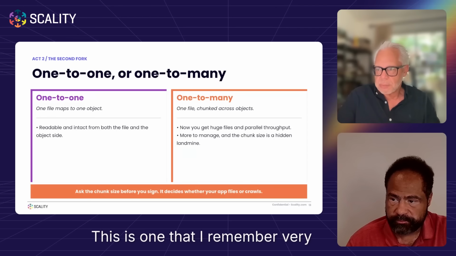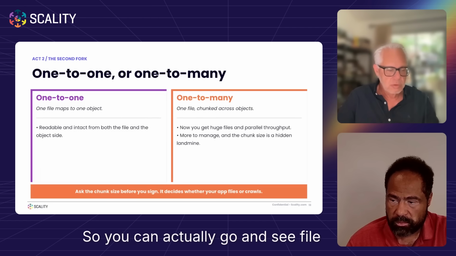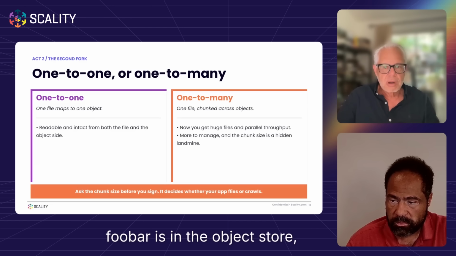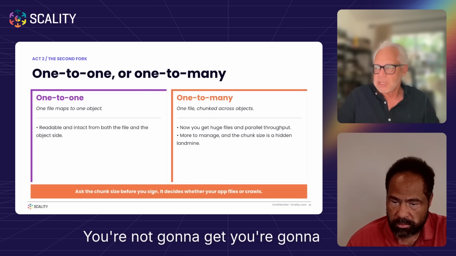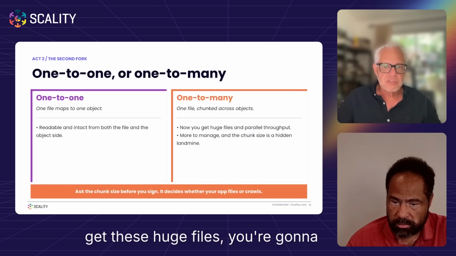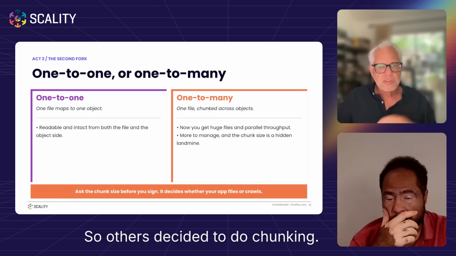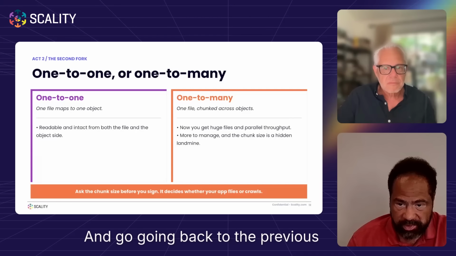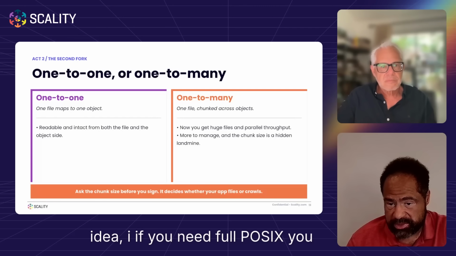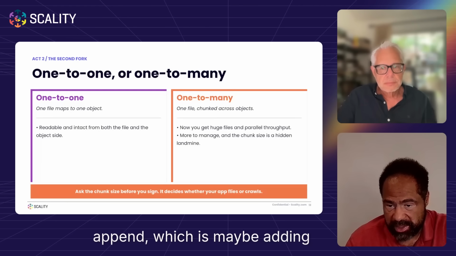This is one that I remember very well when we looked at all the vendors. Some of them map a file to an object store one to one, right? So you can actually go and see file foo bar is in the object store, which is great. But on the other hand, it doesn't scale as well, right? You're going to get these huge files. You're not going to get the same amount of parallelism in access. So others decided to do chunking. I'm sure you remember this very well. Yeah. And going back to the previous idea, if you need full POSIX, you need to chunk, right? Because you need to be able to append, which is maybe adding another chunk.